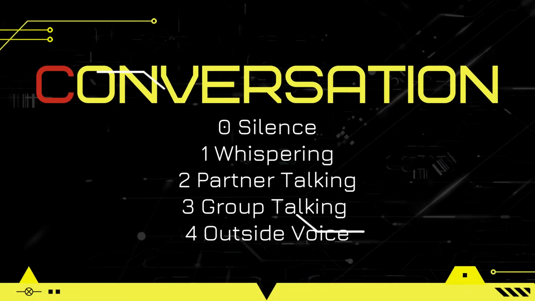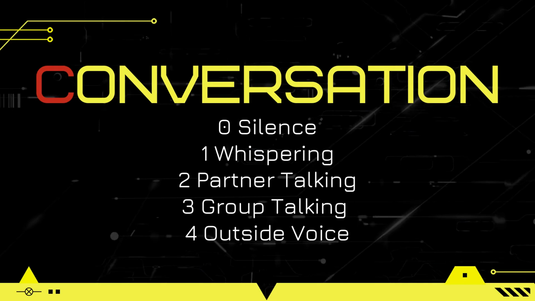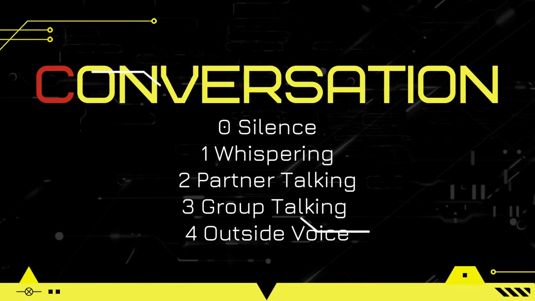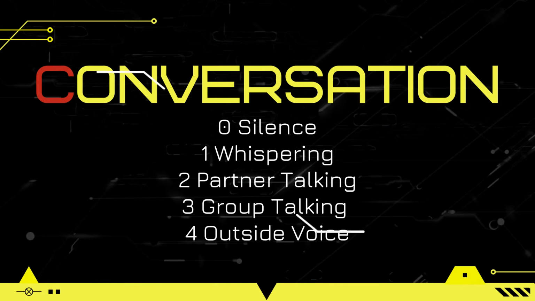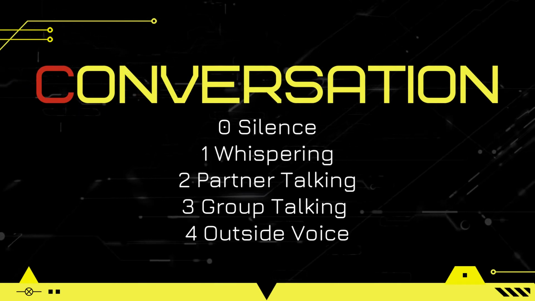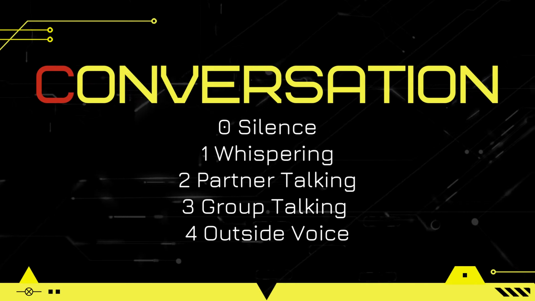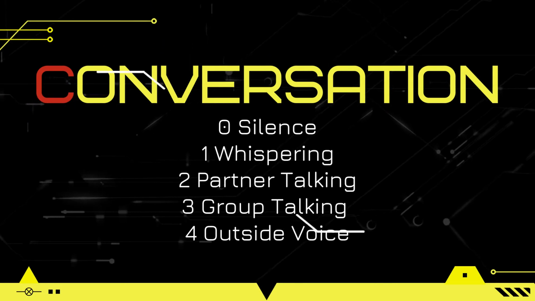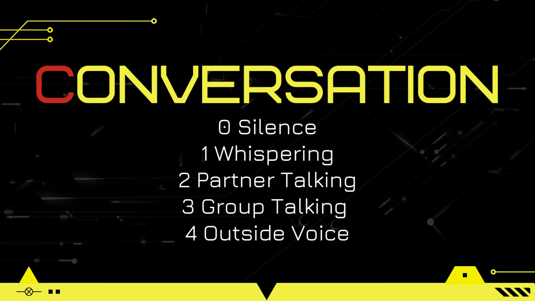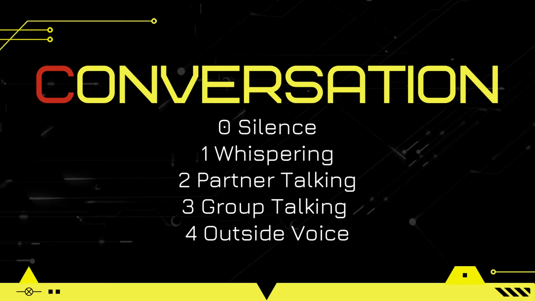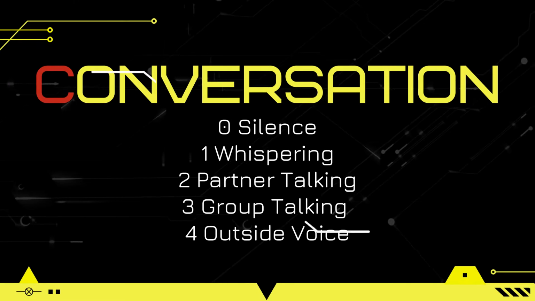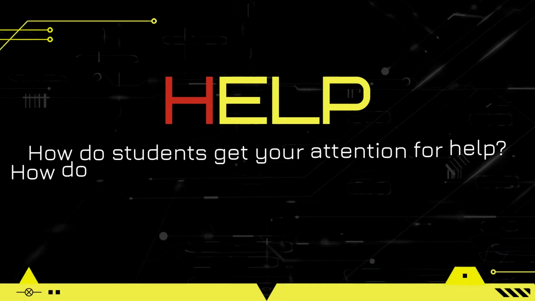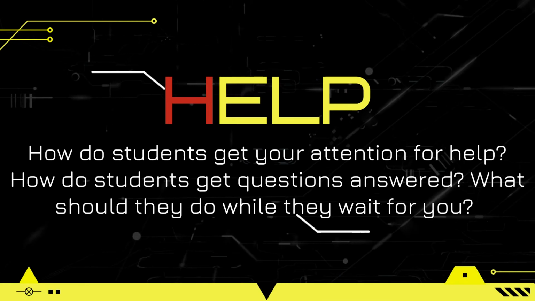I might also use levels for conversation in the classroom. So I could use 0 to 4. 0 would be for absolute silence, so working quietly, independently, silently. I might allow partner talking, I might allow group talking, or I might allow them to use their outside voice if they're talking to the whole classroom. So I can identify who they can talk to, what they can talk about, and how loud they should be talking if they do get a chance to talk. So that really helps. And then that leads us to the next one, which is help.